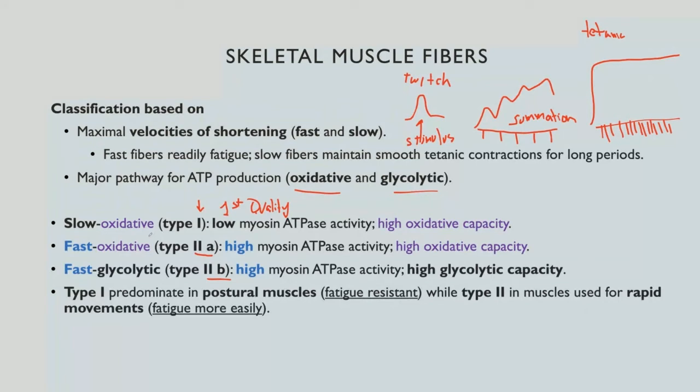We don't do very fast contractions, at least normally. Okay, we are not constantly moving our head in different positions. So these fibers are slow, produce slow contractions, and are oxidative. They have a slow activity of the myosin ATPase and very high oxidative capacity. Constant ATP production by the mitochondria. That means they need oxygen, lots of oxygen, and they need a lot of mitochondria.